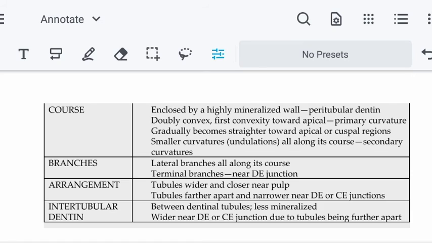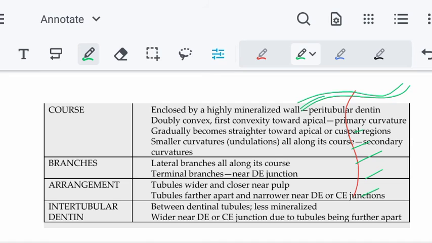Then branches: lateral branches all along its course. See, if this is the dentinal tubule, S shaped, these are the lateral branches present at each interval of 1 or 2 micrometers. Okay, and terminal branches are also present at the dentinal enamel junction. See, this is the dentinal enamel junction. These terminal branches are also present here from the dentinal tubule. These are called terminal branches, at the dentinal enamel junction.